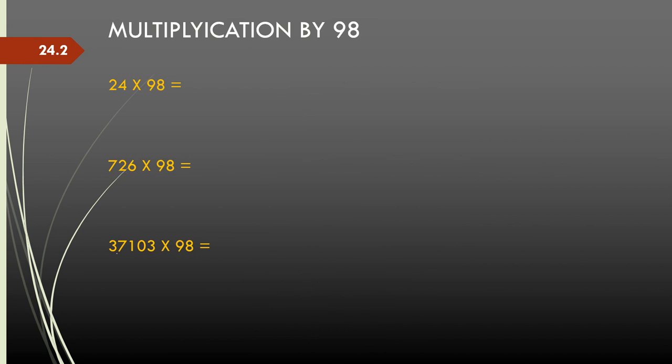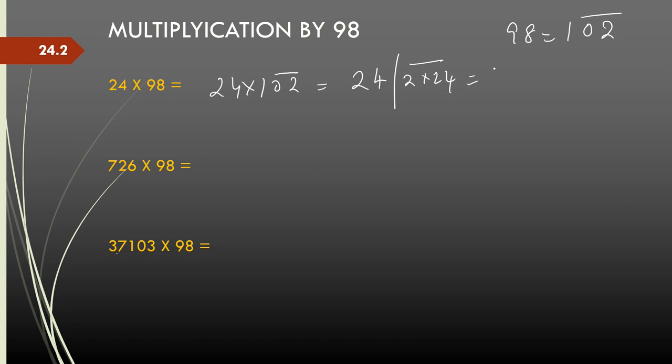Similarly, 98 is the same as 1 bar 02 in vinculum form. So, we can use the same process for 98 as well, as long as we take care of the bar 2. So, 24 into 98, that is 24 into 1 bar 02, the left hand side part will be 24 and the right side will be twice of 24 with a bar on top. So, this will be 24 and bar 48, which is 2352 if we convert this from vinculum to normal.